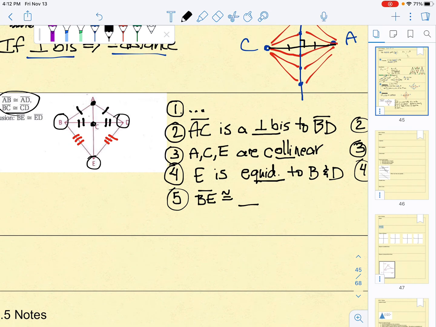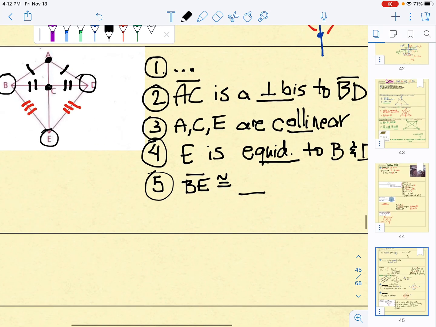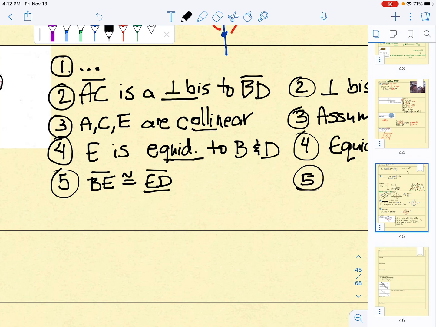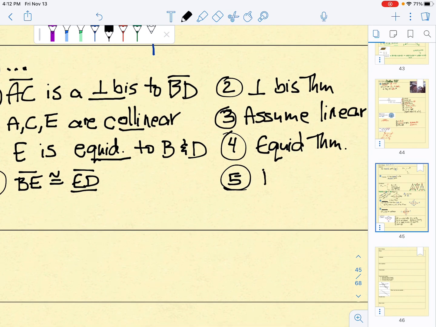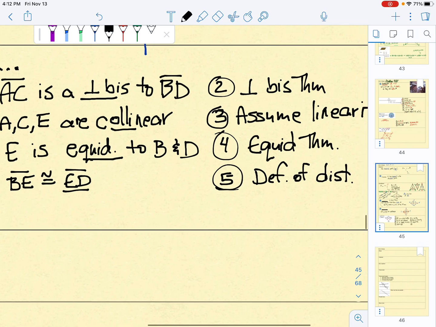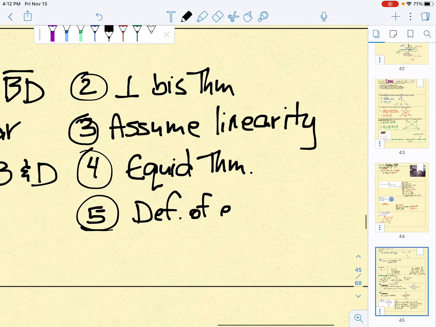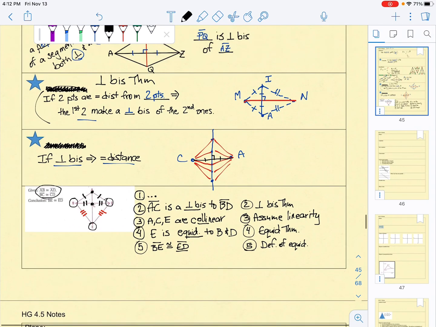Finally, if those are equal distances, then we can say BE is congruent to ED. And that is our definition of equidistance, that the distances are the same. Hopefully those notes help you work your way through section 4.4.